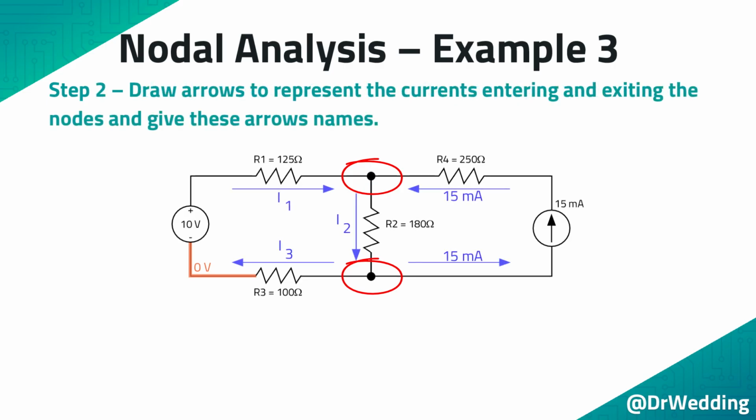Step 2. Draw arrows to represent the currents entering and exiting the nodes, and give these arrows names. When the arrows are added, the current source changes the problem slightly. First, you definitely know the direction of the current exiting and entering the current source. The current direction is in the same direction as the arrow in the current supply. Second, you do not need a current name for the current through R4 because it is already known. You also know the current that exits the lower node and enters the current source. These 2 currents are 15 milliamps.